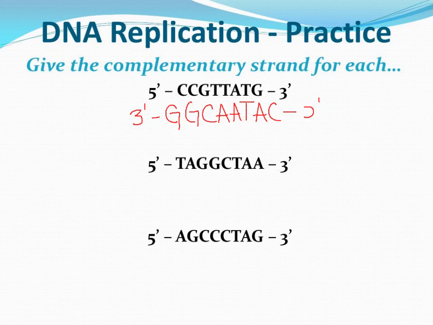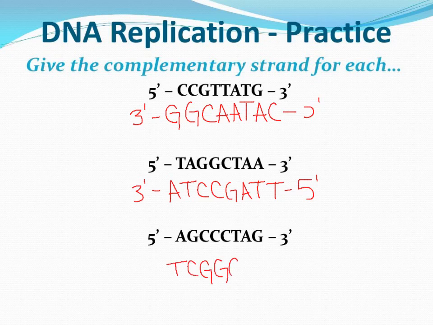So let's do the next one. T goes with A, A goes with T, G goes with C, G goes with C, C goes with G, T goes with A, A goes with T, A goes with T. And once again, 5 prime at this end, 3 prime at this end. And the last one: A goes with T, G goes with C, C goes with G, C goes with G, C goes with G, T goes with A, A goes with T, and G goes with C. And 5 prime, 3 prime.